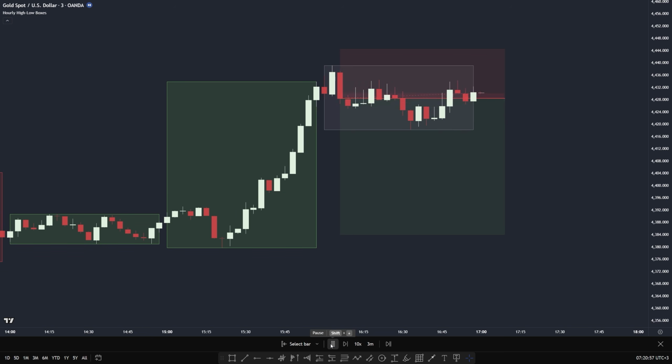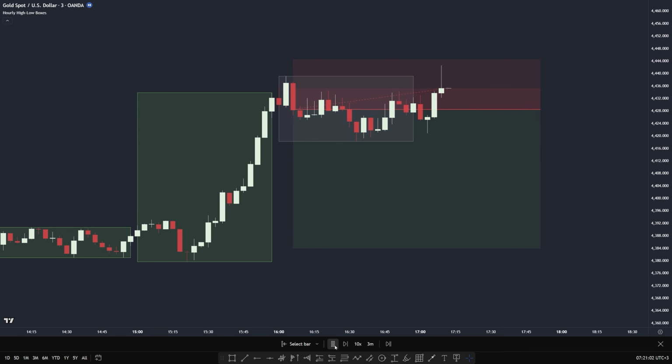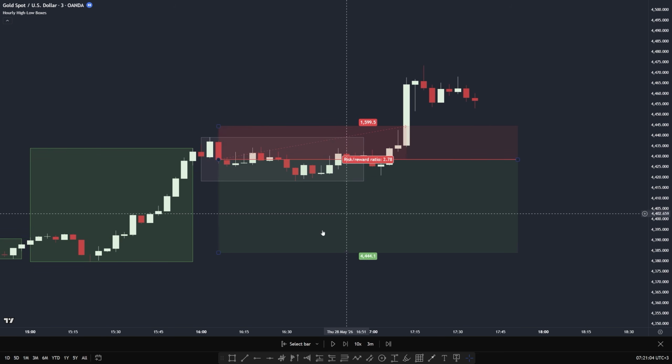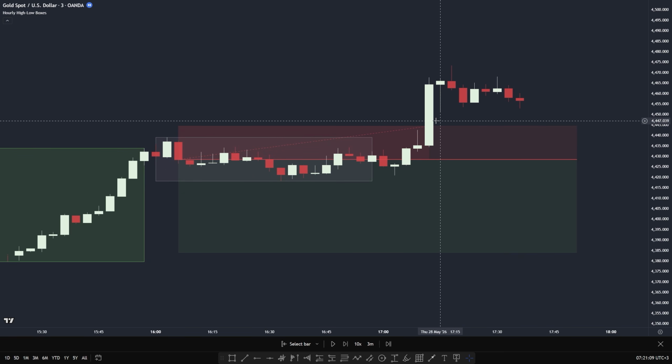But then price moves halfway toward target, then turns back up and hits the stop. That is a valid loss. The trade followed the rules. The market just did not pay.